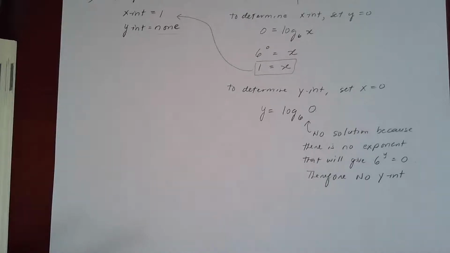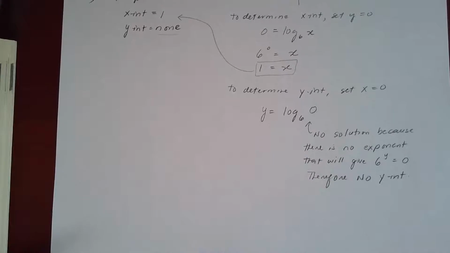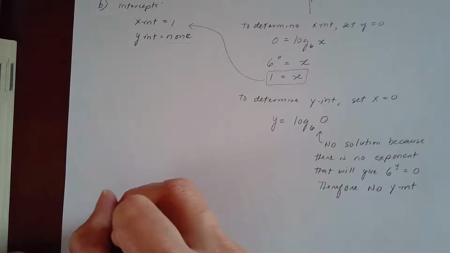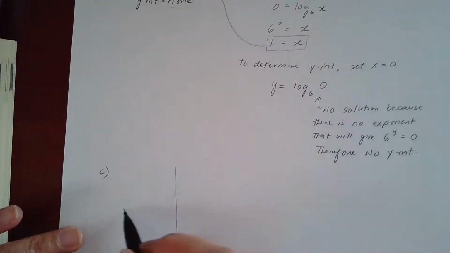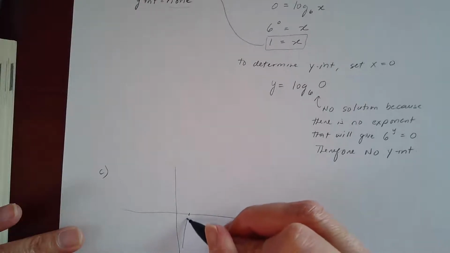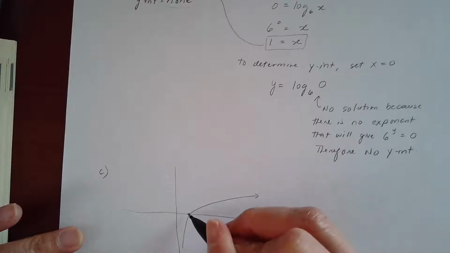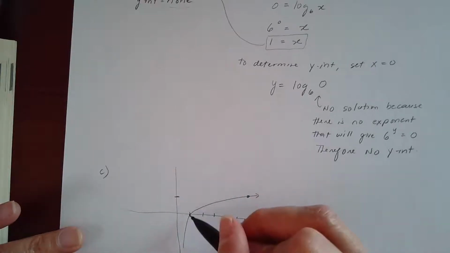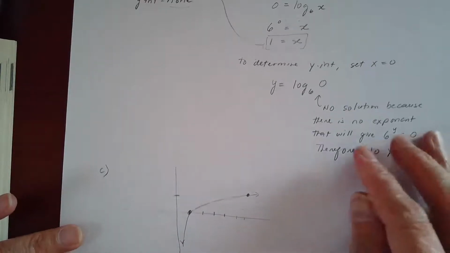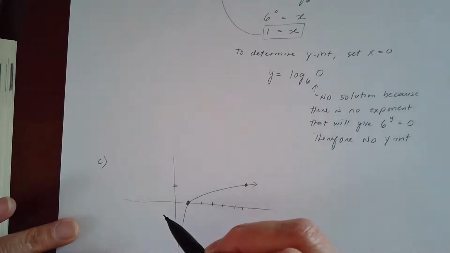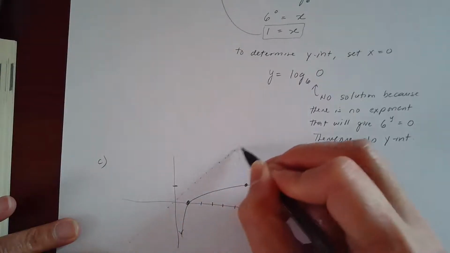How could you use the graph of y equals log base 6 of x to graph y equals 6 to the x? Number letter C. Now, if we know that the graph of log base 6 of x is like this, with key points at 1, 0 and 6, 1. So these are the key points. How can we graph y equals 6 to the x? Now, because log and exponential functions are inverse of each other.